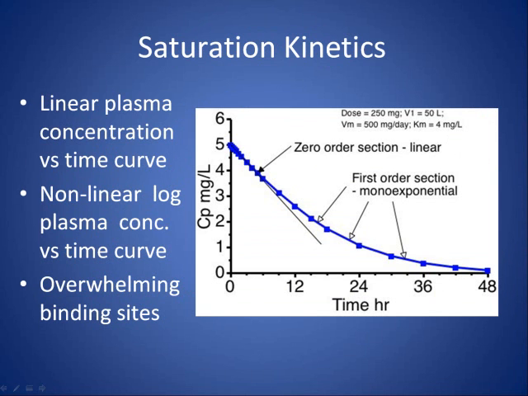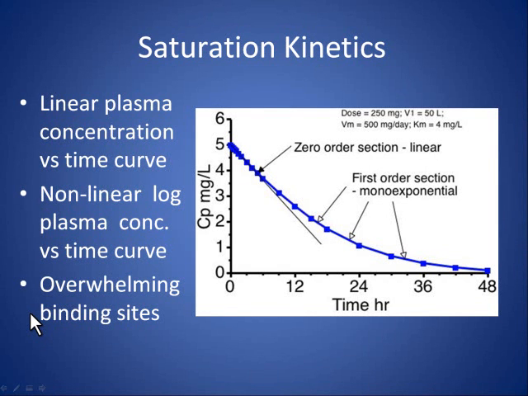Saturation kinetics, sometimes called nonlinear kinetics, can occur at high exposures to xenobiotics. Saturation kinetics can be identified as a linear zero-order decrease on the plasma concentration versus time curve. This differs from the usual exponential first-order decrease on the same curve. It is important to note that this linear decrease is on the linear plasma concentration versus time plot, and therefore not the same as the linear decrease that is seen for the first-order reaction on the log plasma concentration versus time plot.